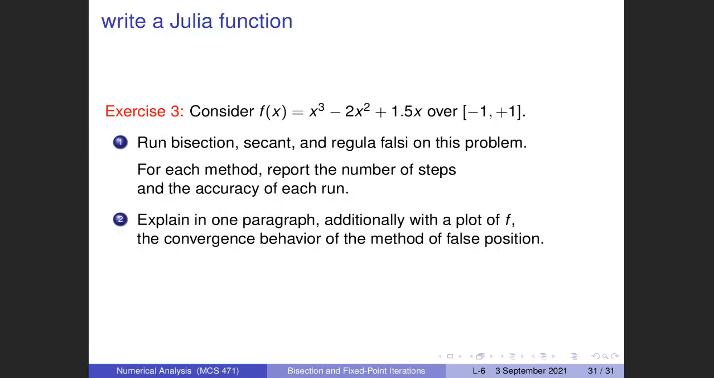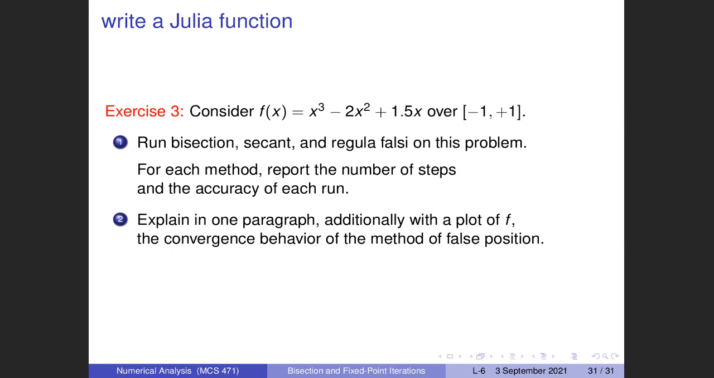All right, this leads me then to the last exercise. Consider this function here in the interval -1, 1, and you can read off there is no constant term in this polynomial, so the root is 0. So in some sense we are now computing 0 of a cubic polynomial. The question is, run the 3 methods: bisection applies, the secant method applies, and the regula falsi applies. Report for every method the accuracy and number of steps in each run.